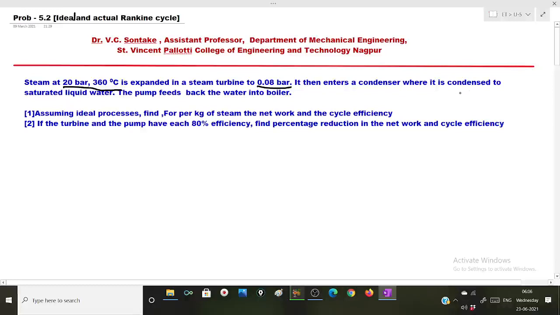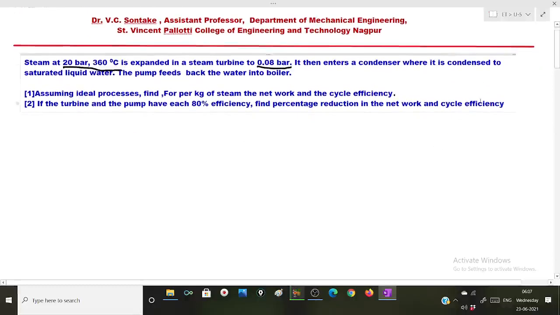The pump feeds back the water into the boiler, and in this way the cycle gets completed. Assuming ideal processes, find, number 1, per kg of steam, the net work and the cycle efficiency. Number 2, if the turbine and the pump have each 80% efficiency, find the percentage reduction in the net work and cycle efficiency.